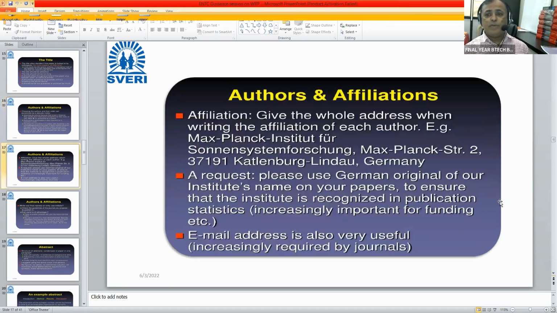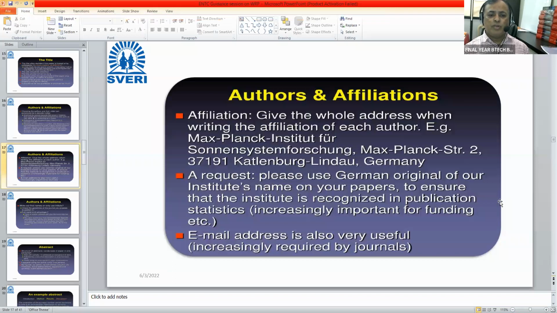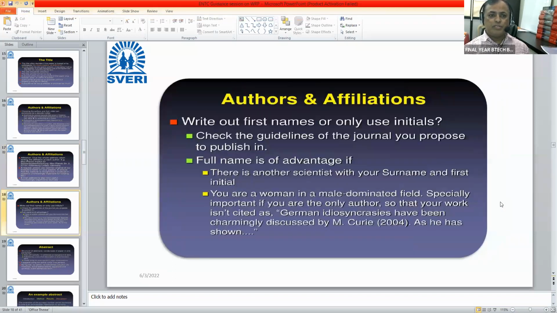In authors and affiliation, writing email addresses is very important. So please don't write down the complete address. It should be very precise and specific. An email address should also be included in most of the journals.